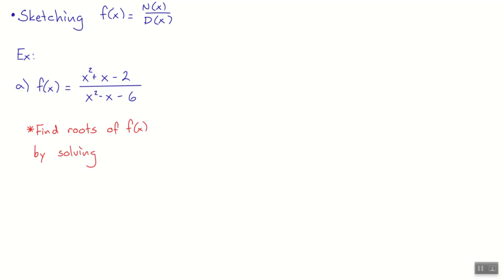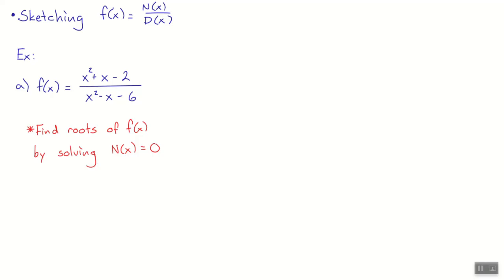Do we all agree that a fraction is 0 when the numerator is 0? Because it's 0 over something and it's 0. So if we want to find the roots of this, we simply solve the equation for the zeros of the numerator. Now specifically, that's n of x equals 0. Now here's the general rule.